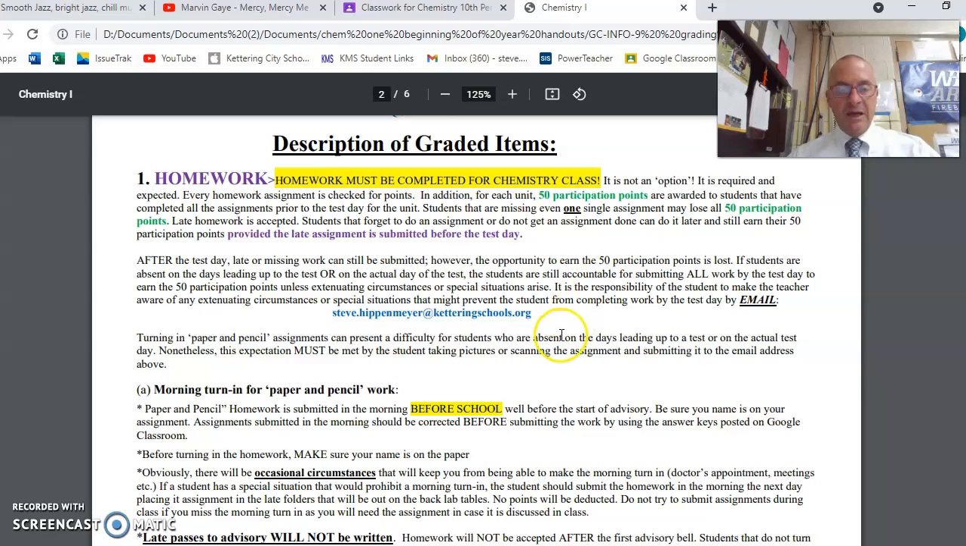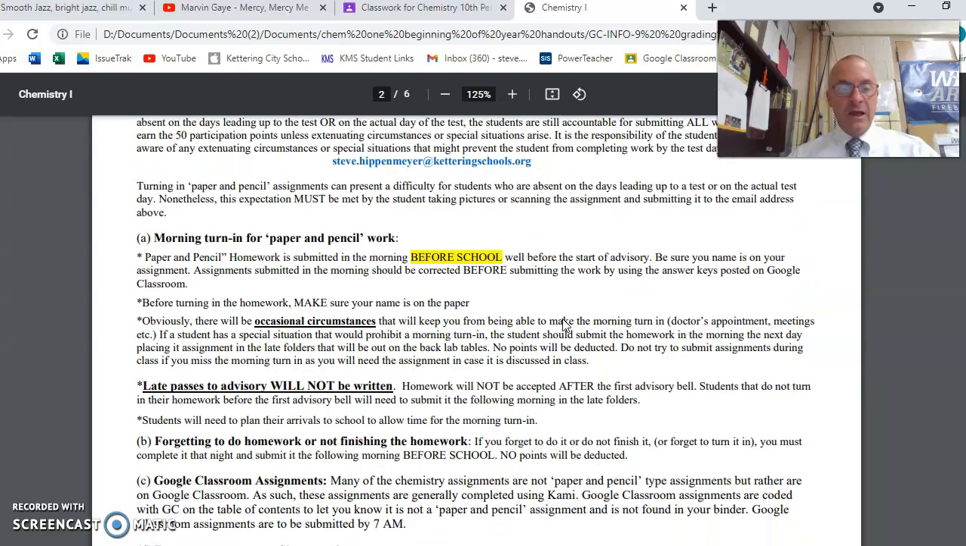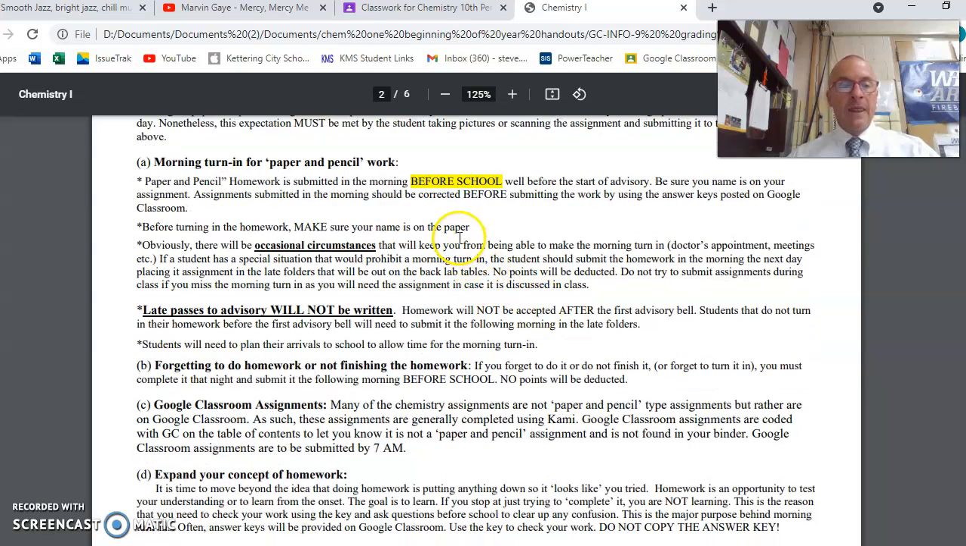But if it starts with a B, it's something that's in your binder, it's a paper and pencil assignment, and you'll turn it in before school, before the start of advisory, with your name on it. And there'll be folders on the back lab tables generally where you'll find your period folder, and you'll turn the assignment in that folder before school.